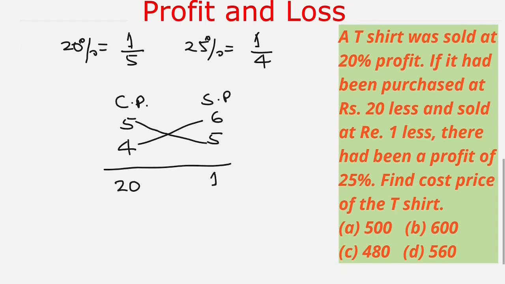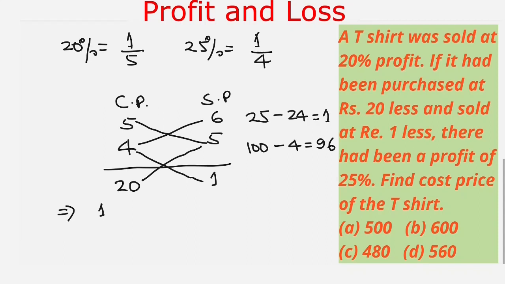This gives us 5 times 5 is 25 minus 6 times 4 is 24, giving us equal to 1. And again we cross multiply: 20 times 5 is 100 minus 4 times 1 is 4. This is equal to 96. This gives 1 unit equal to 96.